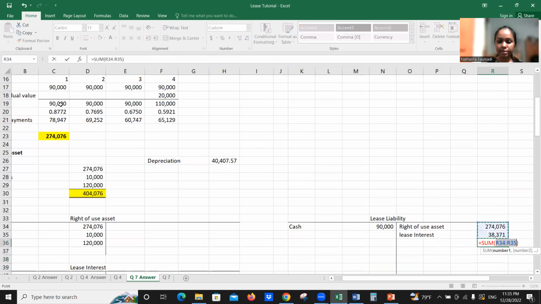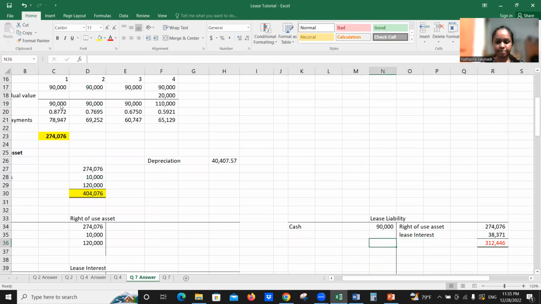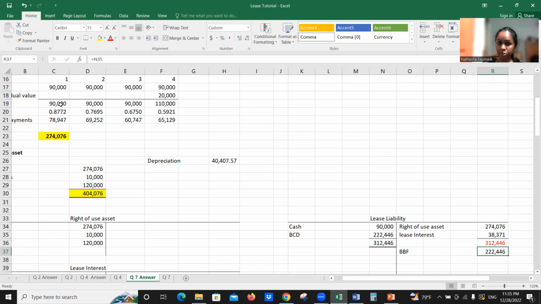So likewise, you can get the balances. Yes, 312. And then the balance would be 222,446. This would be the balance carried down. Balance brought forward would be the same. So the next year, you need to compute the current liability and the non-current liability as I taught you in the previous question. That is the same. You take the next installment, less the interest in the next installment, and then you can get the current liability. After getting the current liability, you deduct that from the total liability. Then you arrive at the non-current liability. Hope you are okay with that as well.